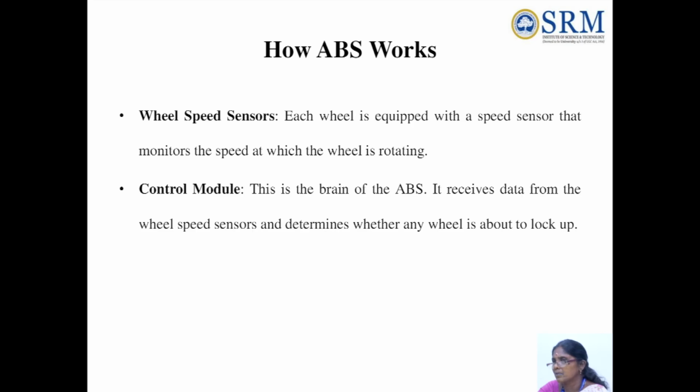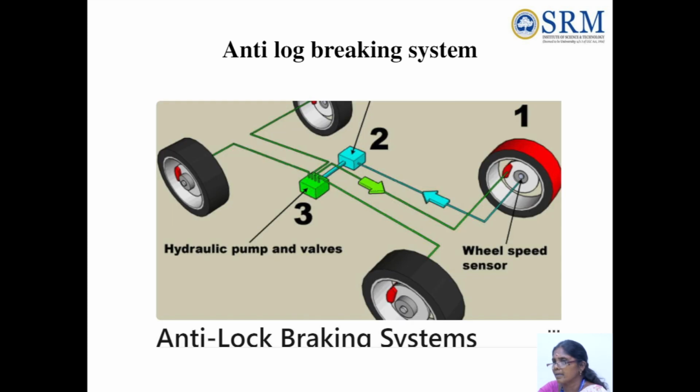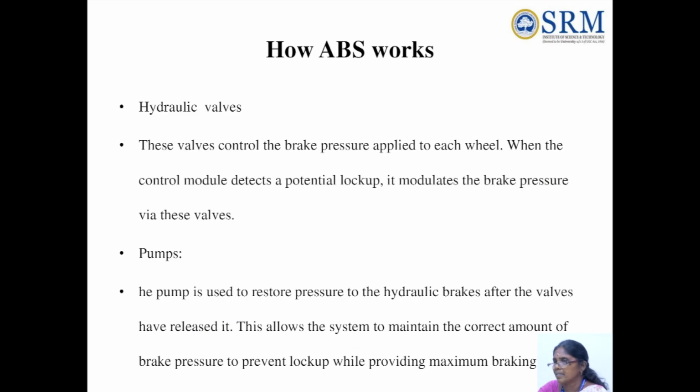The next is the control module, which is the brain of the ABS. It receives the data from the wheel speed sensors and determines whether any wheel is about to lock up. This diagram of the anti-lock braking system shows the hydraulic pump, valves and wheel speed sensors. Next, the hydraulic valves. The valves control the brake pressure applied to each wheel.